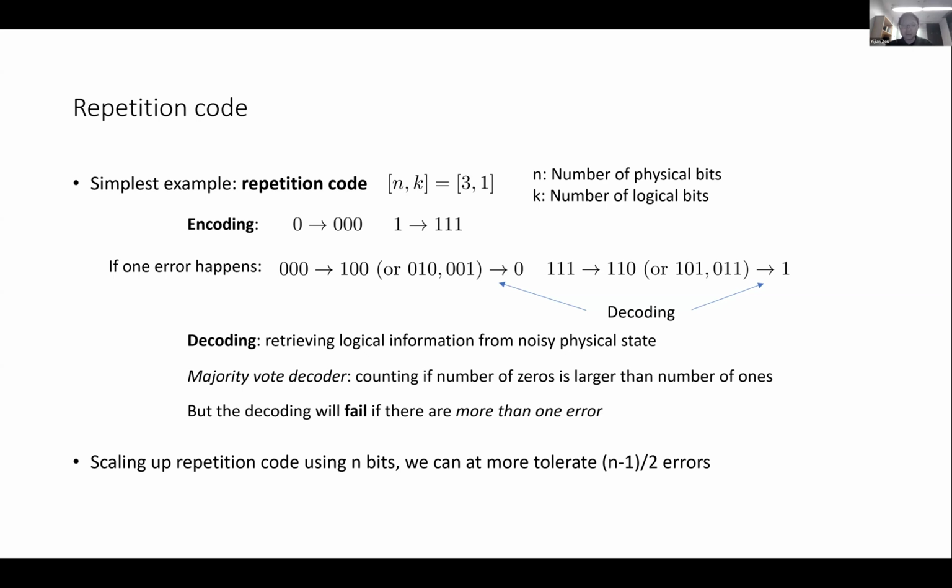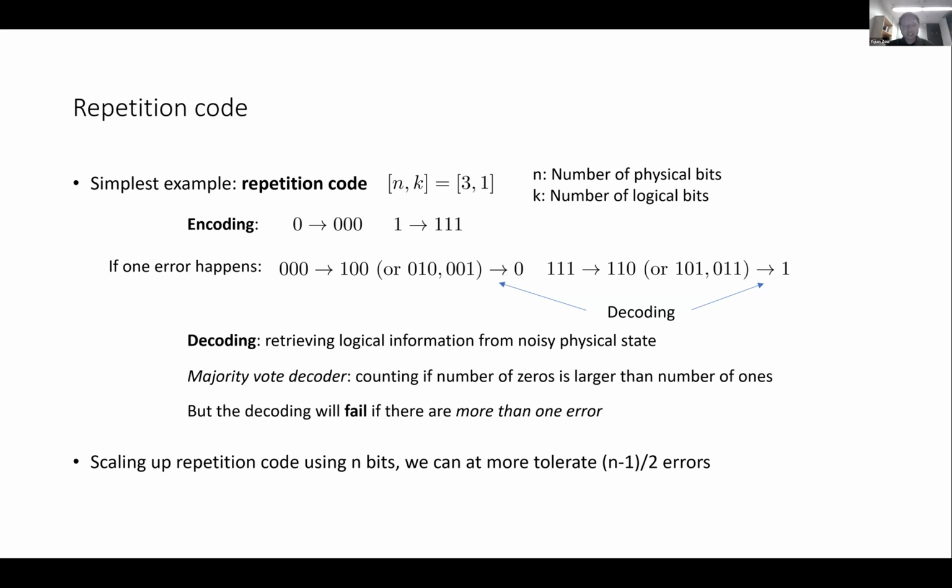Apparently, if just one error happens, then 0, 0, 0 still has more zeros than ones, so you can read off that the original information that is stored is 0. And if you find more ones than zeros, then you know that the original information is 1. But this procedure will fail if there is more than one error. If you have 2 errors, you will wrongly identify the original zeros as ones. So that is the drawback of this code: it can correct at most 1 error.